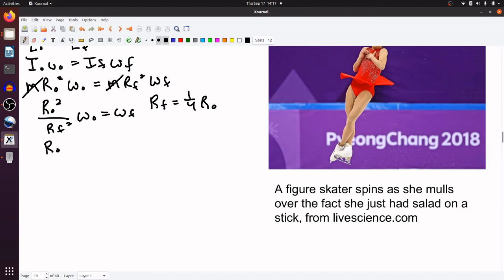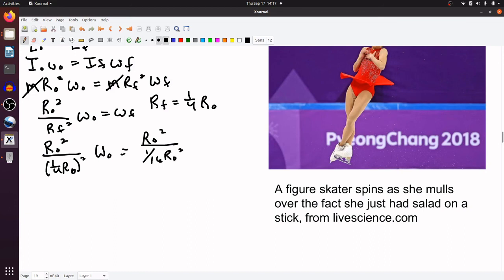I'm going to say r naught squared over 1/4 r f quantity squared omega naught is then going to give me r naught squared over 1/16. Sorry, I see what you're saying. That needed to be an r naught.